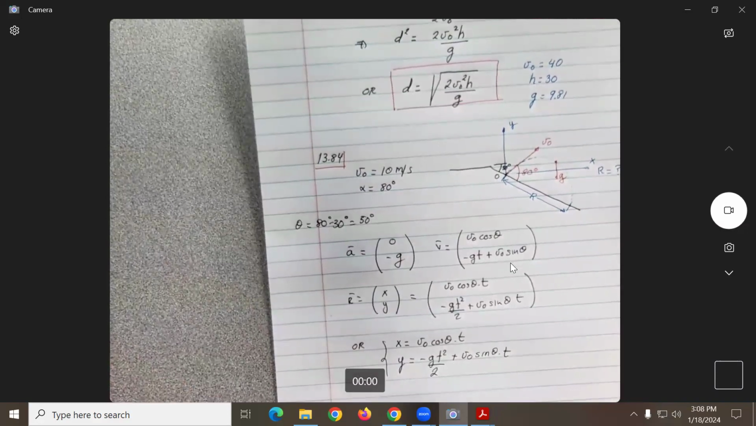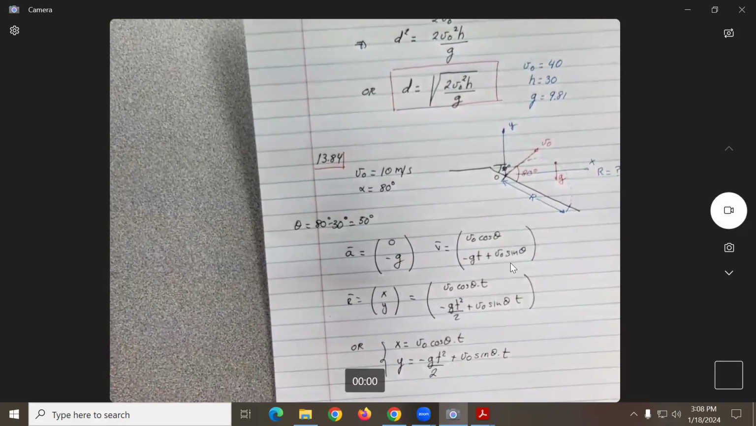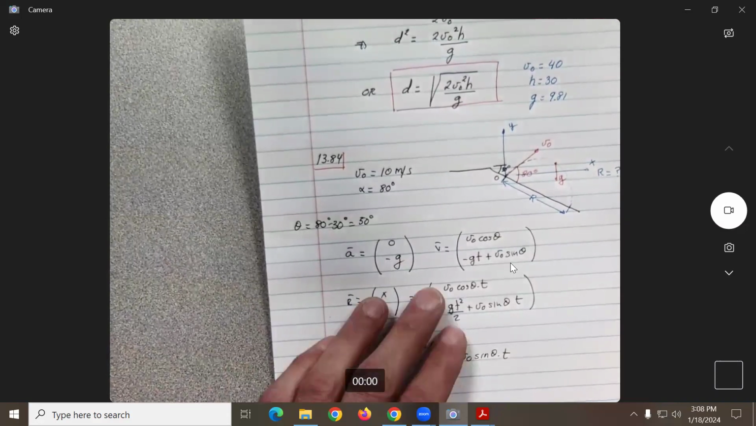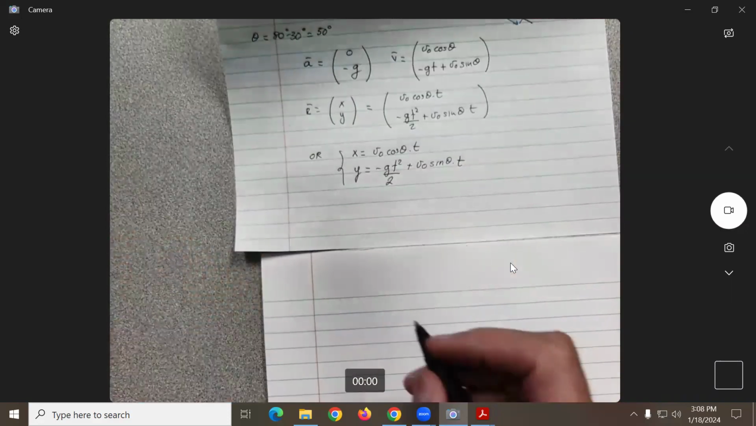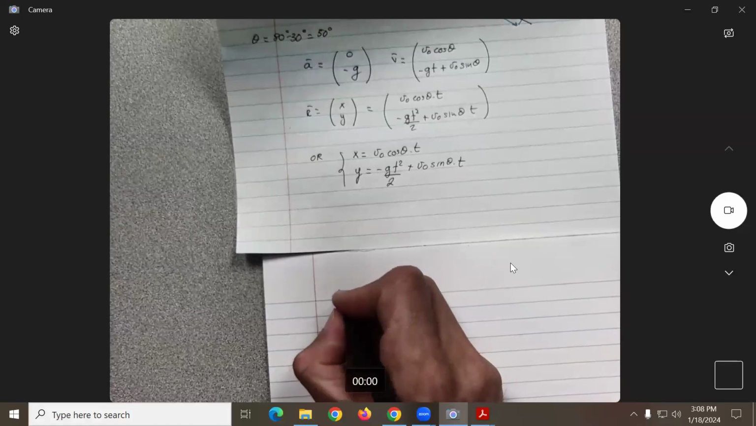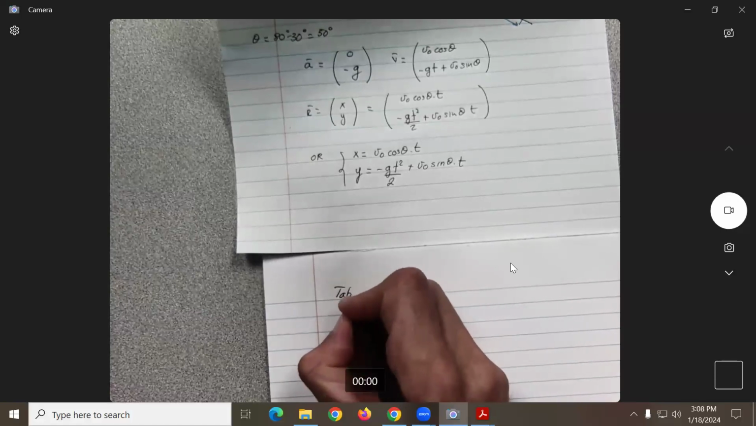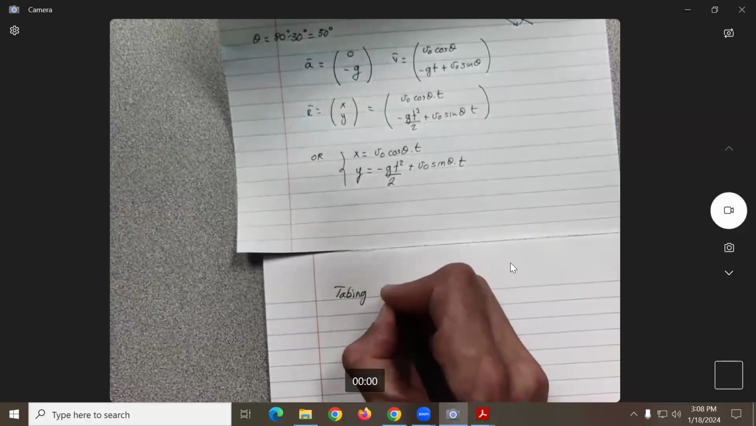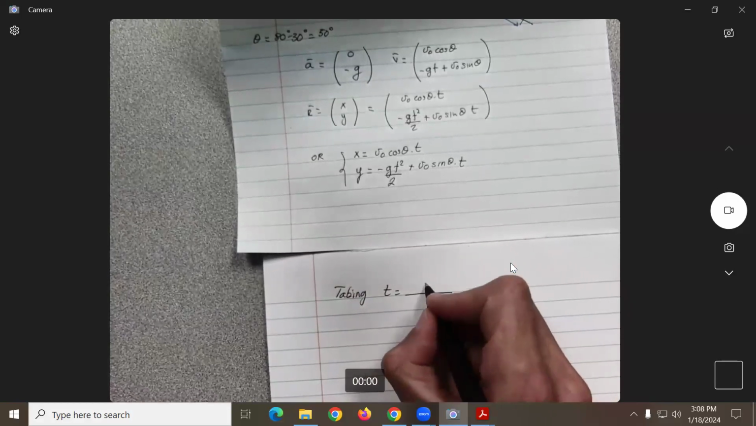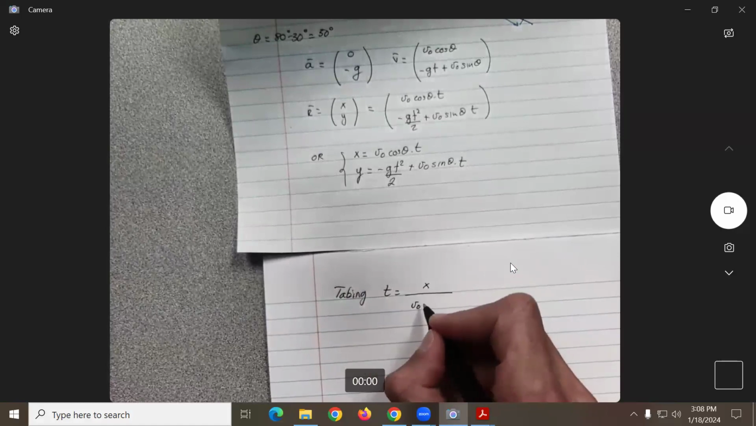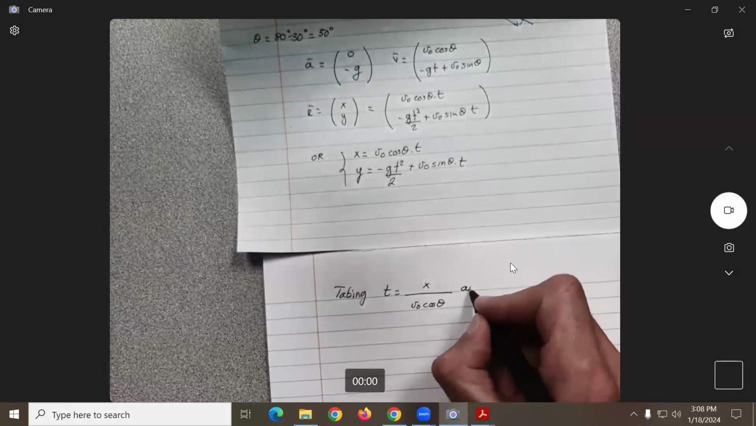Okay, so this is the same that we did before. Nothing has changed, and nothing is going to change again. So let's say then, taking from the first equation, we find that T will be equal to X over V naught cosine theta.